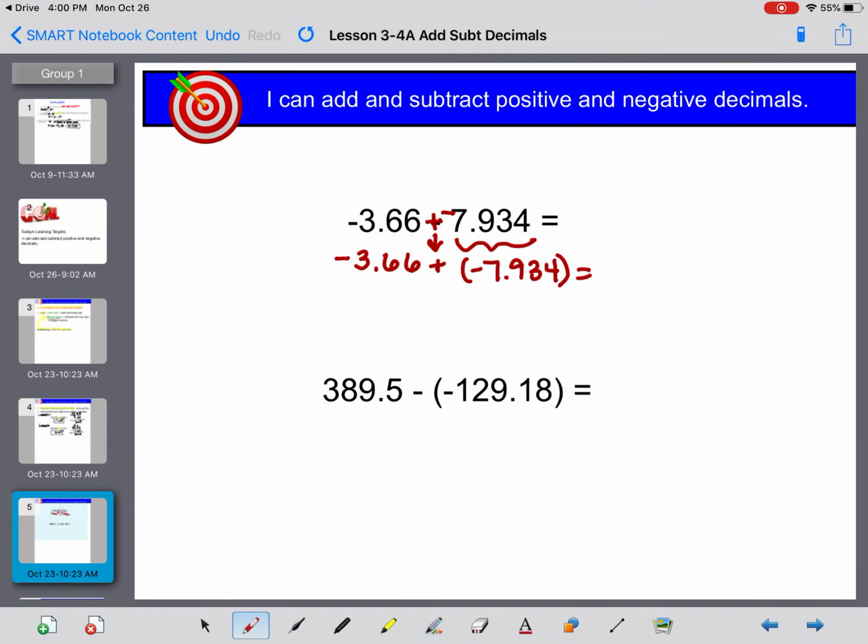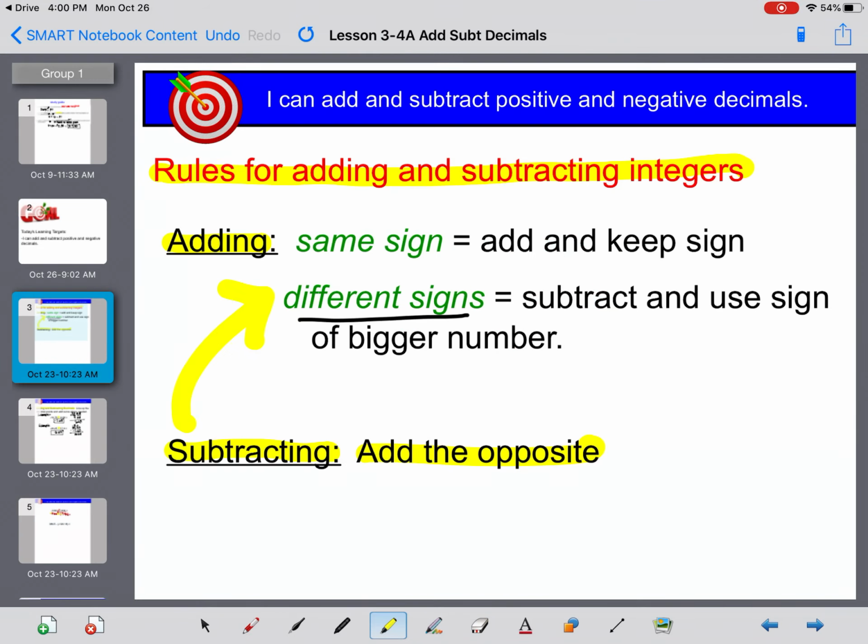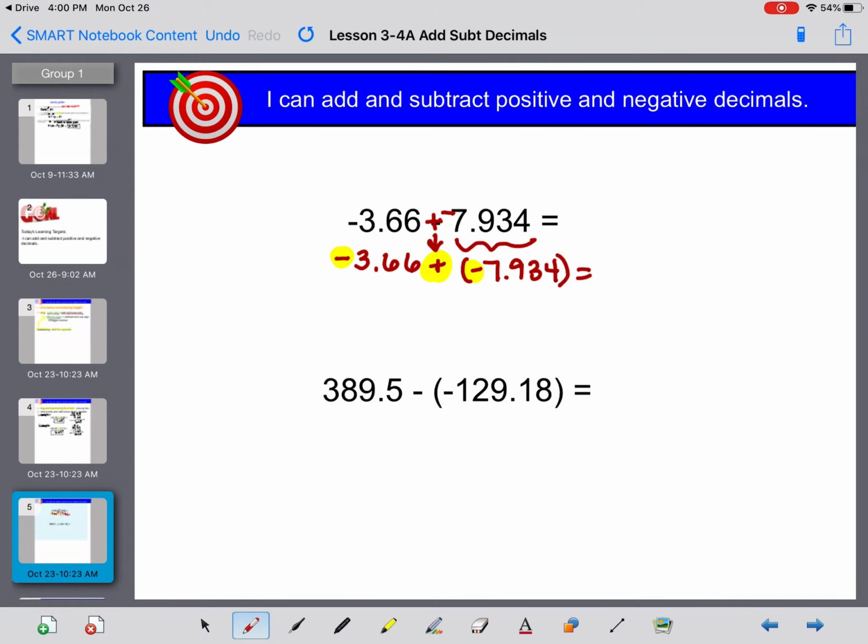Either way is fine. Now we're back to the adding rules, and I'm adding two numbers that have the same sign. Notice they're both negative. So the rule is, when I look back, same sign, add the two numbers and keep the sign. So let's go back here. I'm going to do a side problem.